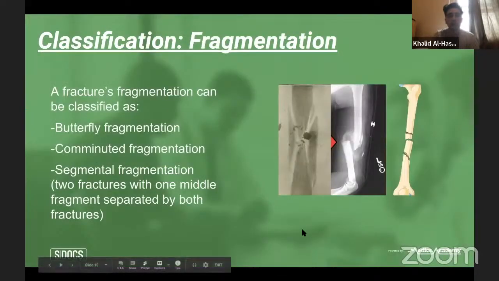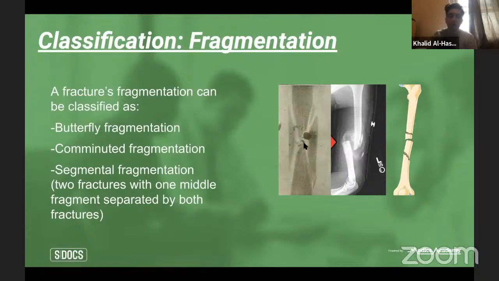And here we have fragmentation. A fracture can also be classified based on fragments. Butterfly fragmentation is shown on the left. The reason we call it butterfly fragmentation is that these fragments here, as indicated by my cursor, tend to follow a butterfly wing kind of shape.